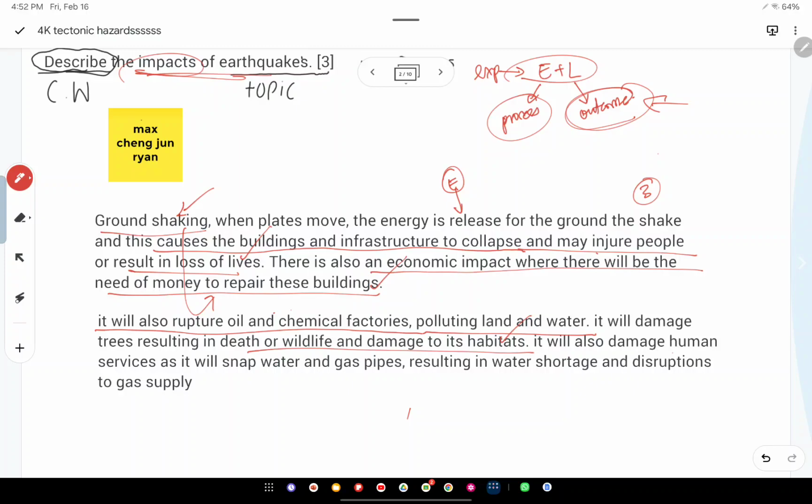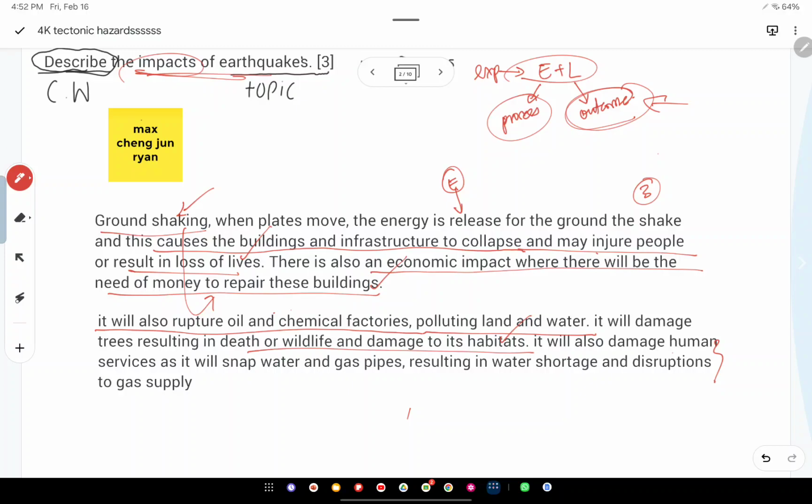There's more points here, you can see, right? Damage human services and all that. This will be a 4th mark, but at the moment, because it's a 3 mark question, they already got it. Okay, so the exam tip here is remember the E and the L when it comes to impacts and what is it that you need to focus on. Okay, the important part is usually the outcome, no problem. The people like to say how they die, people like to say how things get expensive, but they seldom focus on the process.